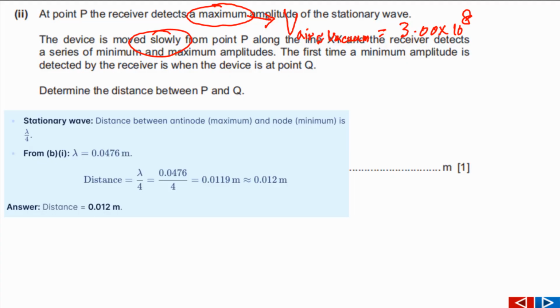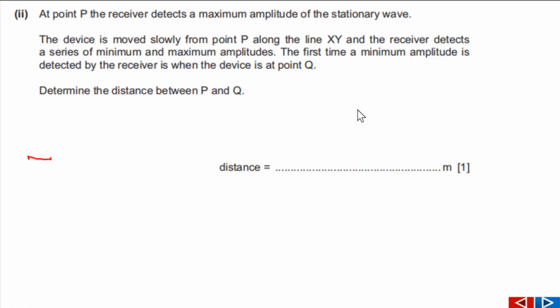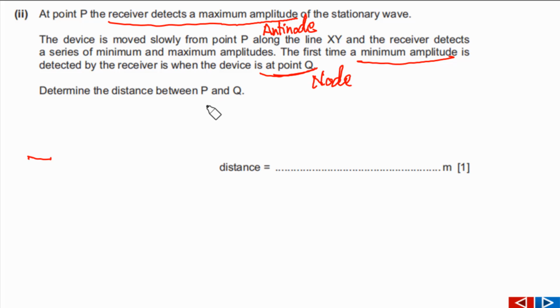The next part, we need to find the distance between point P and Q. If you go back, in the question P and Q are given to us. You have to read what P is representing and what Q is representing. Stationary wave is formed between the device and the sheet, in this case between P and Q. At point P, the receiver detects a maximum amplitude. What does it mean? This means that here is an antinode. The first time a minimum amplitude is detected is when the receiver is at point Q, so Q is a node. Now we have one node and one antinode.